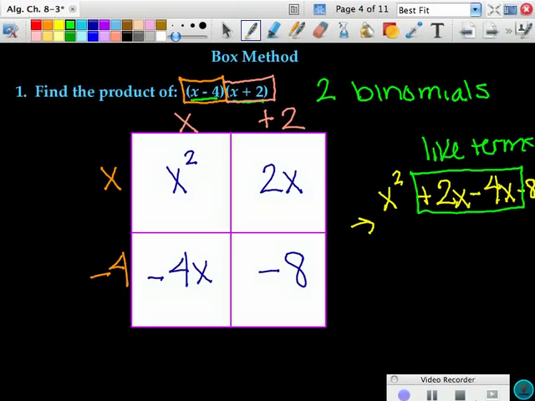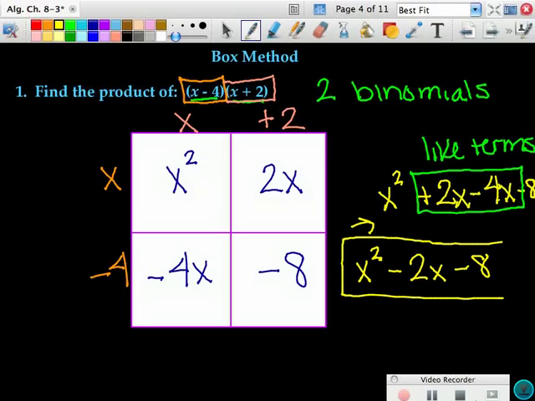All right. You will not always have like terms. It's very common, but not always. So just make sure you're always checking: do they have the same variable combination and same exponents? All right, so when we finish writing our answers, you always simplify. You combine your middle terms, and voila, ladies and gentlemen, we have used our box method to multiply those two binomials.